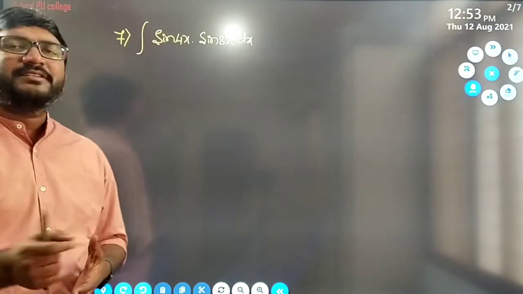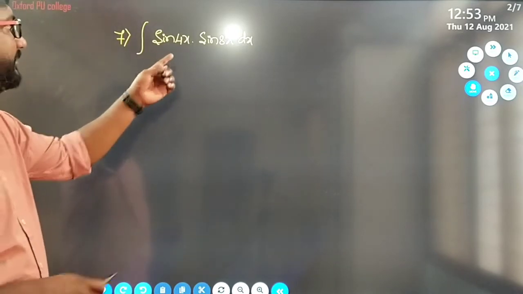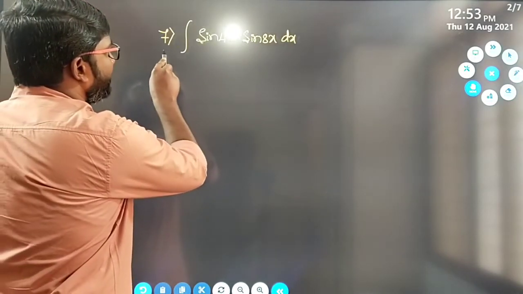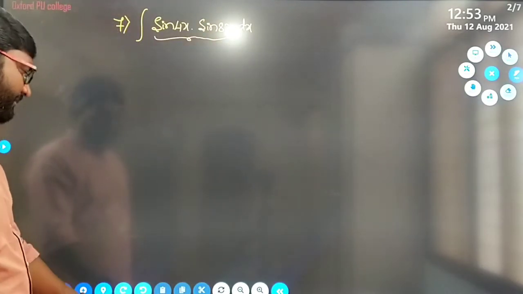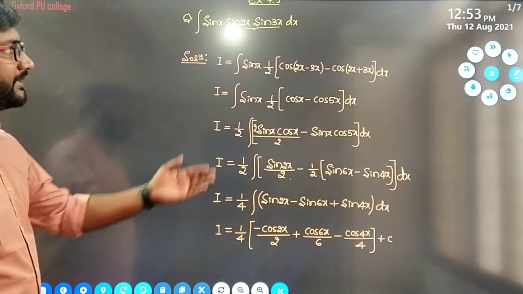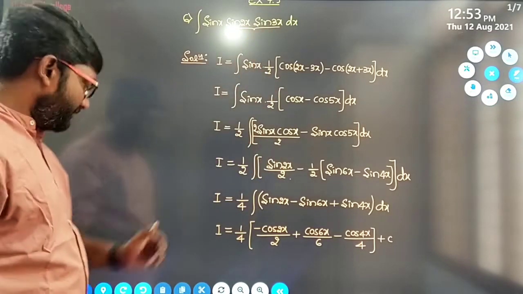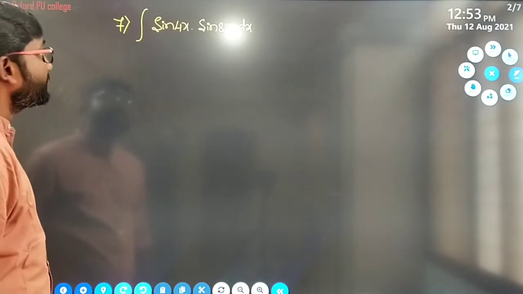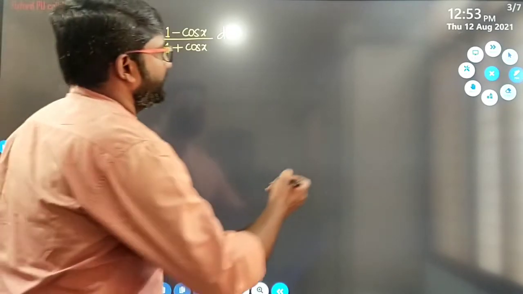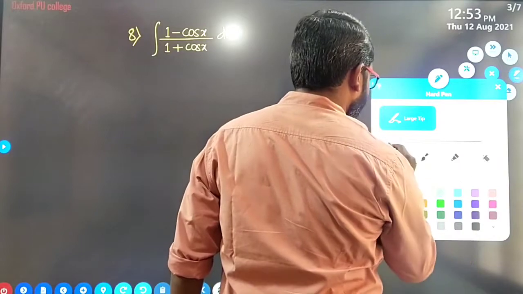Well, question number 7 is just similar to the previous one. See, again we will have to make use of sin A into sin B, the same formula. So take question number 7 as an assignment. I will be going for the next question. Question number 8. So let us solve this question number 8.